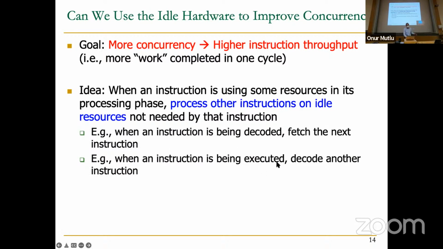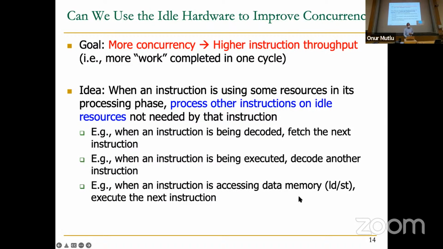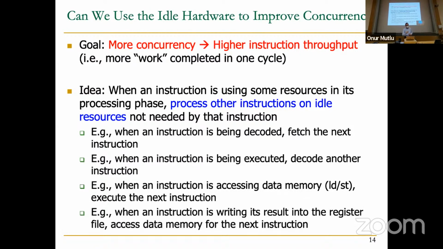When an instruction is being executed, you can decode another instruction and fetch the next instruction. When an instruction is accessing data memory, you can execute the next instruction, decode the next instruction, and fetch the next instruction. And basically, you keep doing this. When an instruction is writing its result into the register file, you access data memory for the next instruction, execute the next instruction, decode the next instruction, and fetch the next instruction, basically.